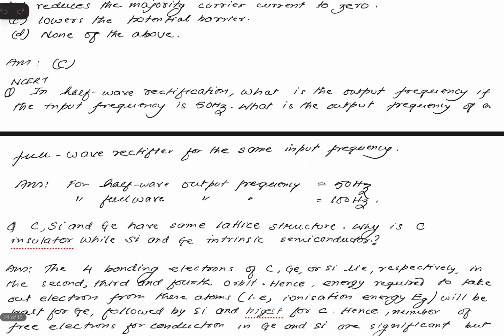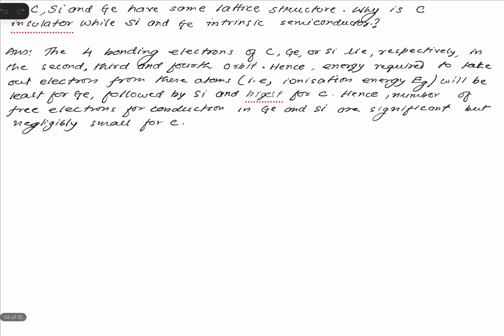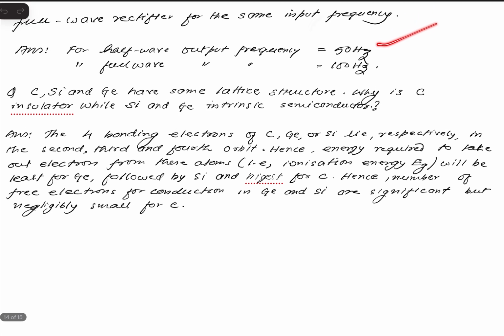Okay, now in half wave rectification, what is the output frequency if input frequency is 50 Hz? I said in half wave, no change in frequency. If input is 50, output will also be 50. Am I clear? Same. But in case of full wave, frequency gets doubled. In half wave, 50 as it is. Okay? Yes?